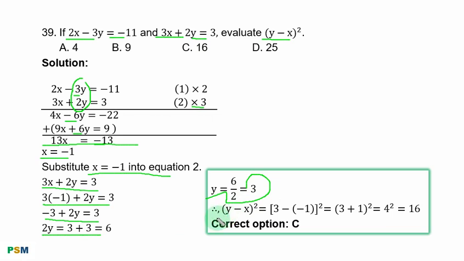You are asked to evaluate this. y is equal to 3, s is minus 1. So you put that value in bracket so that you have 3 minus minus 1, which is plus 1. So 3 plus 1 is 4. 4 squared is 16. The correct option is C.